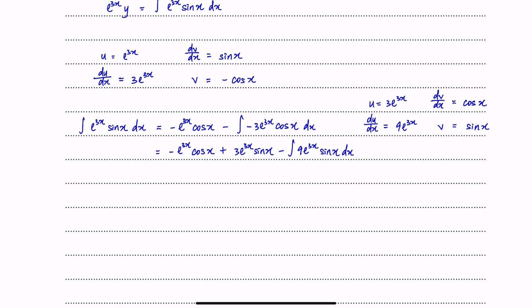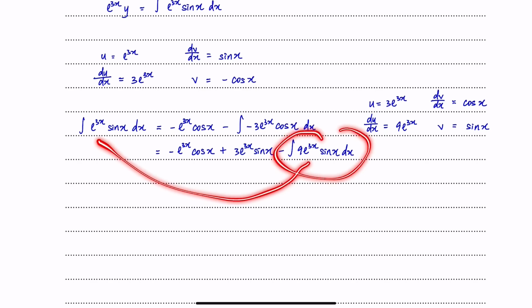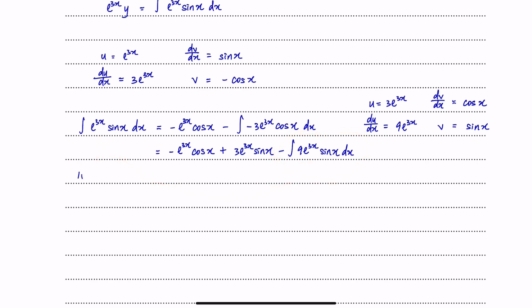Okay, now we need to integrate this again. So if I integrate this, then the whole cycle will repeat. So I'm not going to do that, but instead I'll put these two together. So move this to the left hand side, and I will get 10 times the integration of e to the 3x sine x is equal to 3e to the 3x sine x minus e to the 3x cos x.